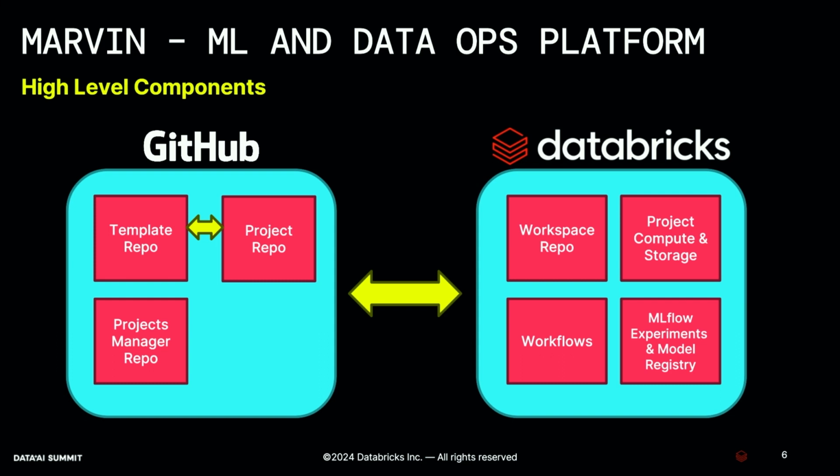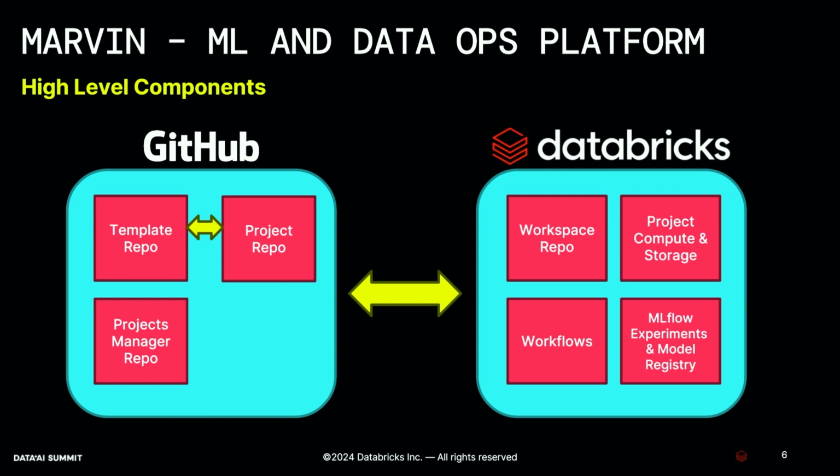And then we have our projects manager repo, and this is where we manage things like when we start a new project, there's pipelines in there to spin up all our new Databricks resources, and when we're updating projects in various ways, all that flows through this projects manager repo. So that's on the GitHub side.